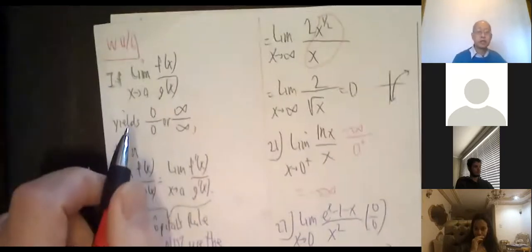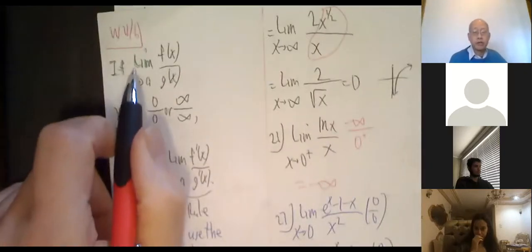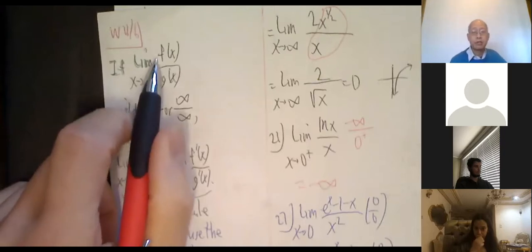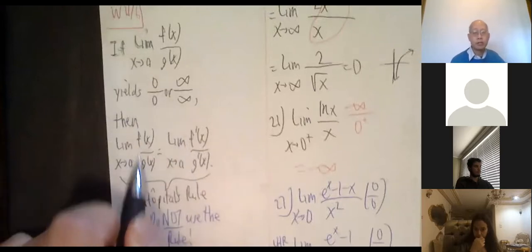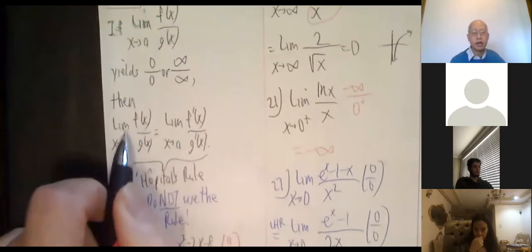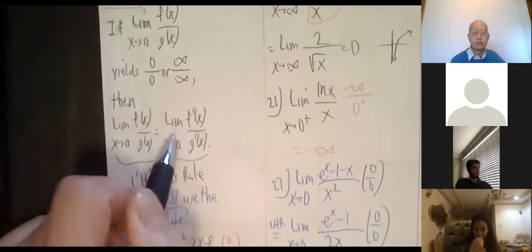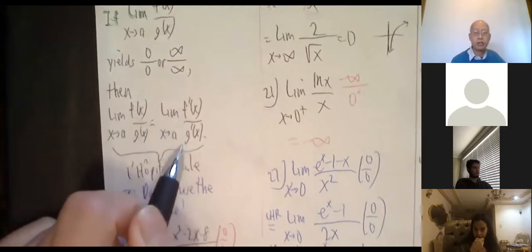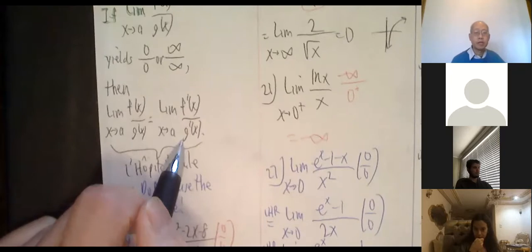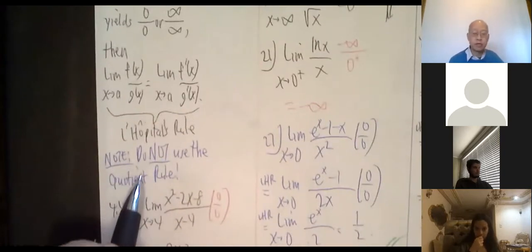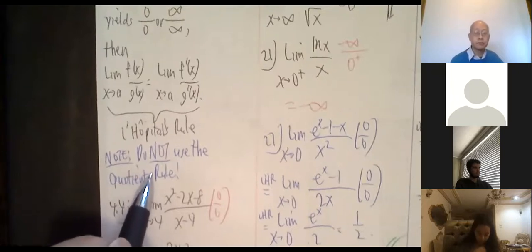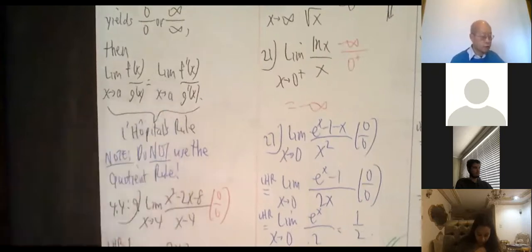So L'Hopital's rule, section 4.4. If you have a limit of a quotient giving me either 0 over 0 or infinity over infinity, L'Hopital's rule says the limit as x approaches a of f of x over g of x equals the limit as x approaches a of f prime of x over g prime of x. Okay, that's called L'Hopital's rule. Please note, do not do the quotient rule. It's easier than the quotient rule. Just do the derivative of the top, derivative of the bottom. Okay, so I did a bunch last time. I'll do a bunch more this time.